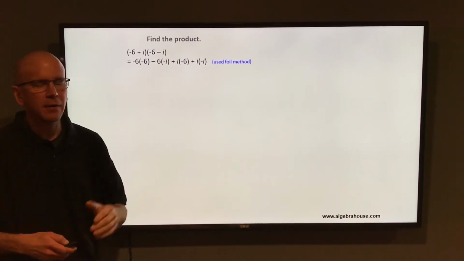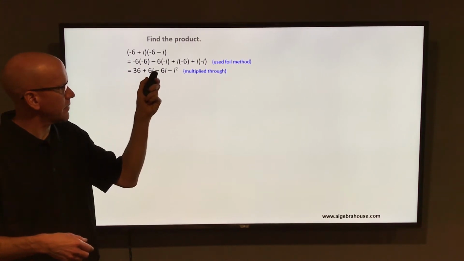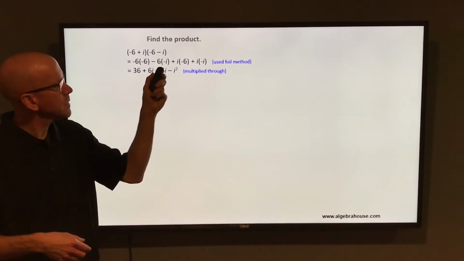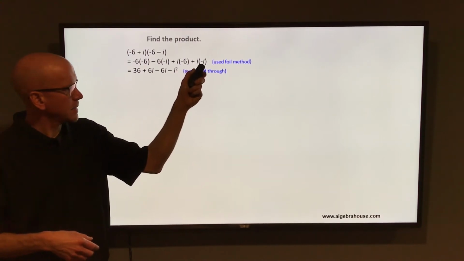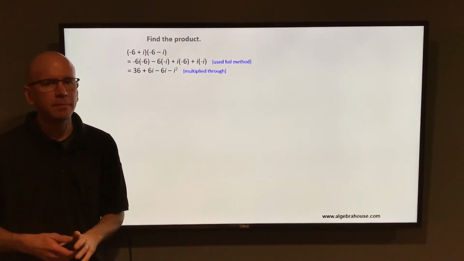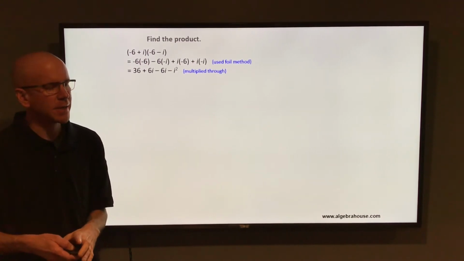Multiply through that. Out front, negative 6 times negative 6 is positive 36. Then negative 6 times negative i is positive 6i. i times negative 6 would be negative 6i. And i times negative i, that is negative i squared. Look to combine the like terms, and also remember i squared is negative 1.